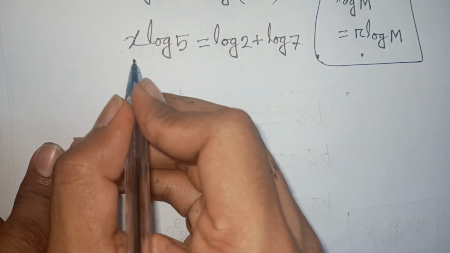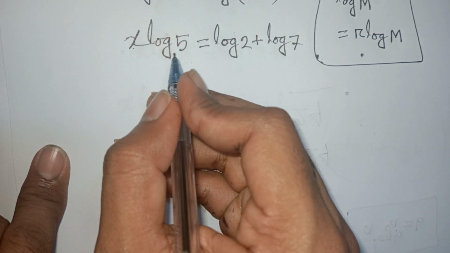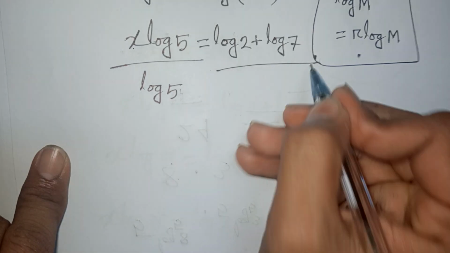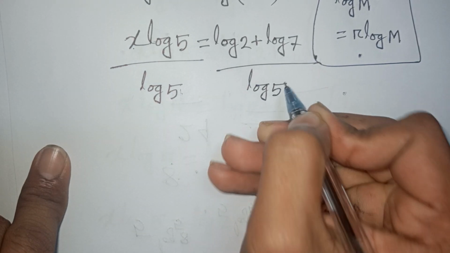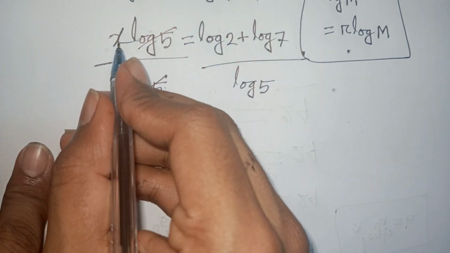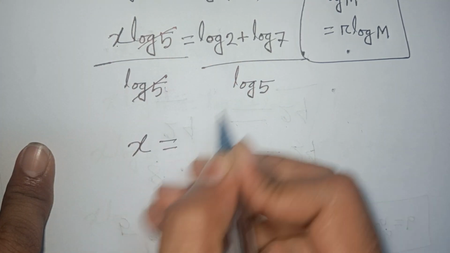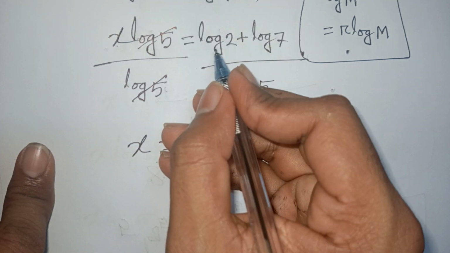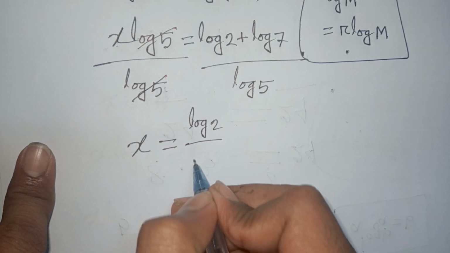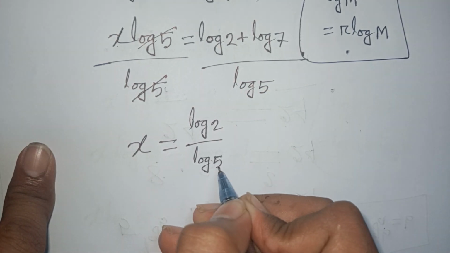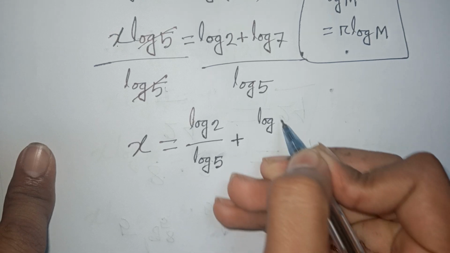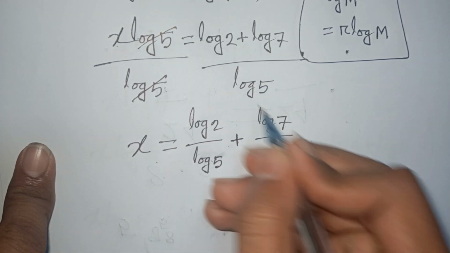Now we need the value of x, so we divide by log 5 on both sides. So divided by log 5, divided by log 5. So this log 5 will be cancelled. So we have x is equal to this divided by this. That means it can be written as log 2 over log 5, then plus log 7 over log 5.